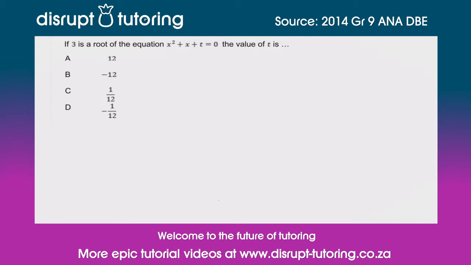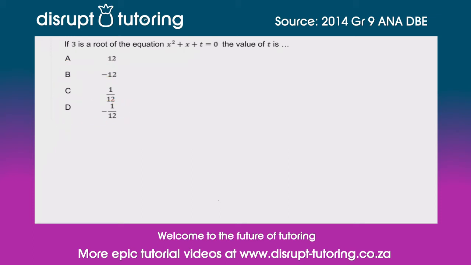Okay, so what does it mean if 3 is a root? Well, let's put it this way. If 3 is a root, it would mean that once we factorize this trinomial, one of our brackets is going to be x minus 3. Now, the way I want to approach this question is I'm going to go through each of these potential answers and see which one is correct.